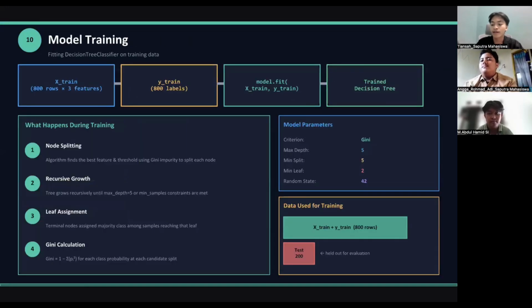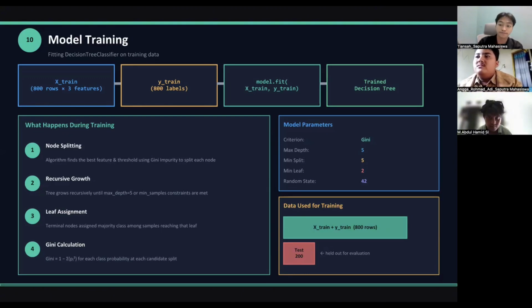Okay, next. In this step, the decision tree model was trained using 800 training samples. The algorithm automatically searches for the best feature and threshold using Gini impurity. The tree continues growing recursively until it reaches the specified stopping condition. Finally, each leaf node was assigned a popularity class.